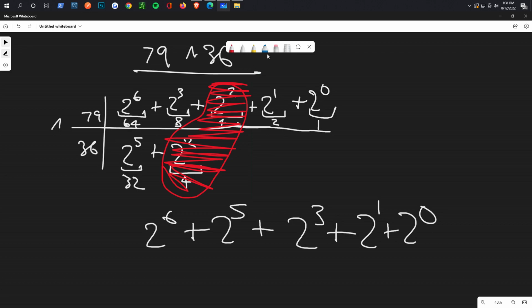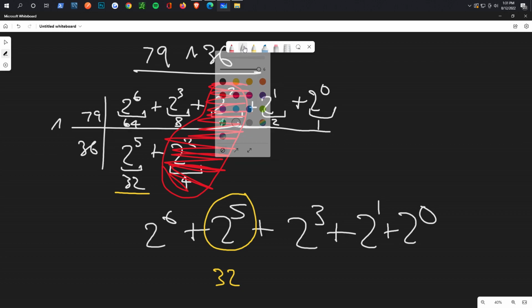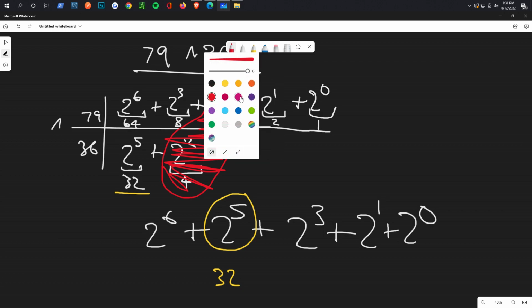If you think about it, we have 2 to the 5 calculated. So this is just an easy substitution, 2 to the 5. So we just mark this in yellow. So this one we're good. And now for the other numbers, let's use a different color.